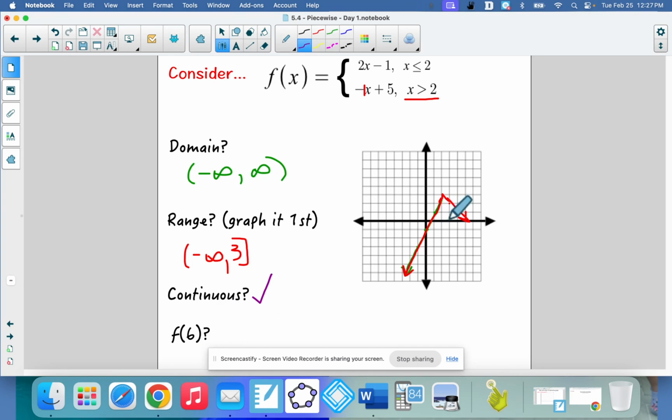And then finally, if I said what is f of 6, you can go to 6, 1, 2, 3, 4, 5, 6, and you could see that the graph would be at -1. Or, since 6 is a number that is greater than 2, you could just plug in 6 for x. So -6 plus 5 is -1. Notice how I would never plug in 6 into this one because 6 is not less than or equal to 2. It doesn't fit with that one, so I wouldn't even look at it. I only get one answer for f of 6, and that is -1.